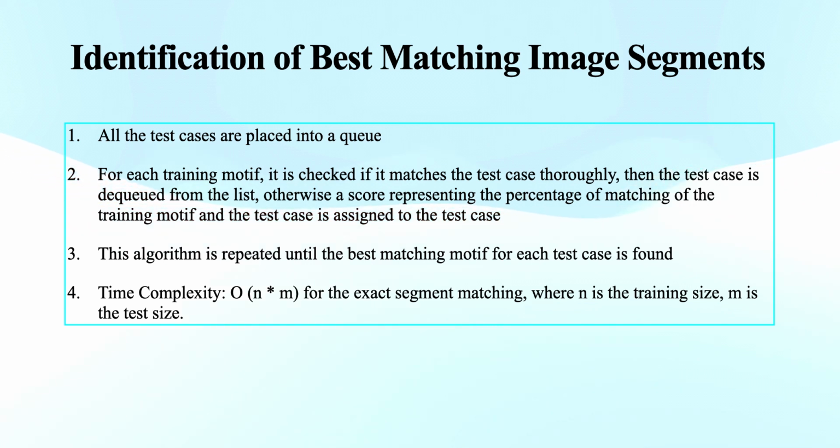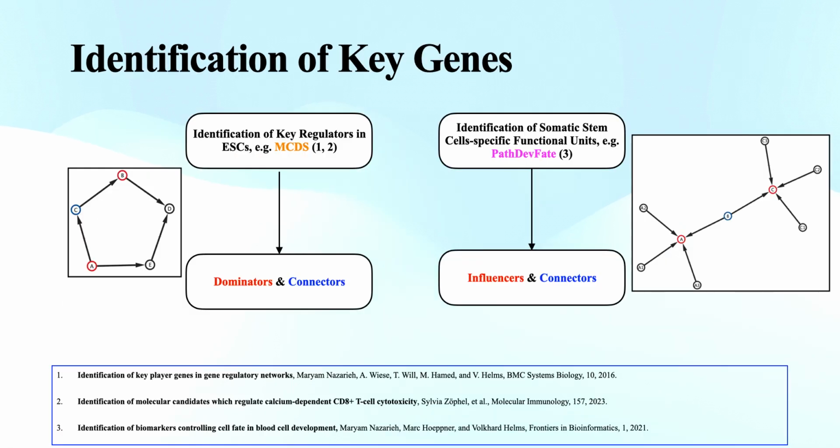To match the training segments to the test dataset, I developed an algorithm which consists of 3 steps with quadratic time complexity for the exact matching, and to identify the key player genes in transcriptional networks which transform the stem cell into cancer stem cell.